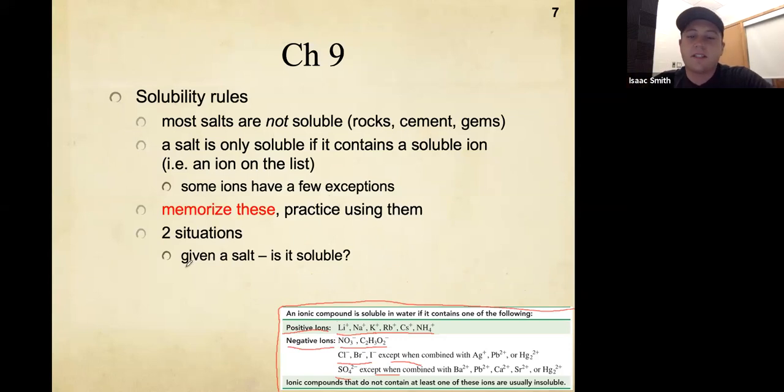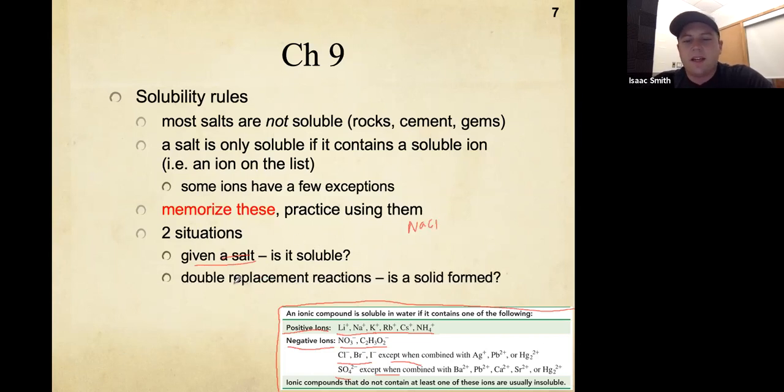All right. So the reason you'll need to know these, there's two different situations. I might just give you a salt, right? I'll give you like sodium chloride or some other salt, ionic compound, and ask, is it soluble? And then the other time is when you do double replacement reactions and like net ionic equations, and need to know, is a solid formed in the reaction?